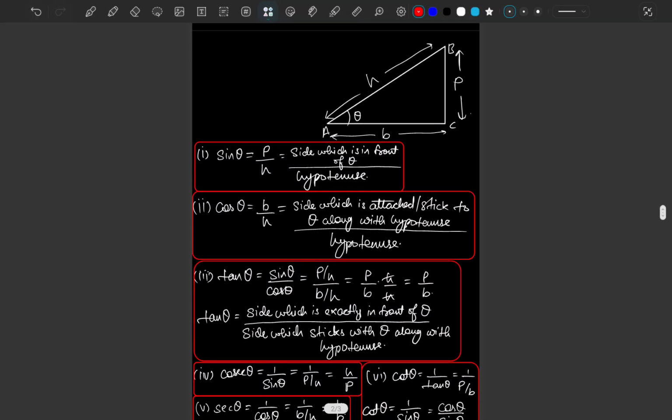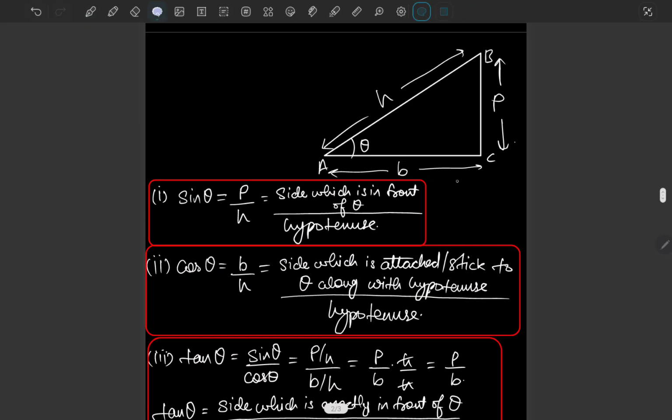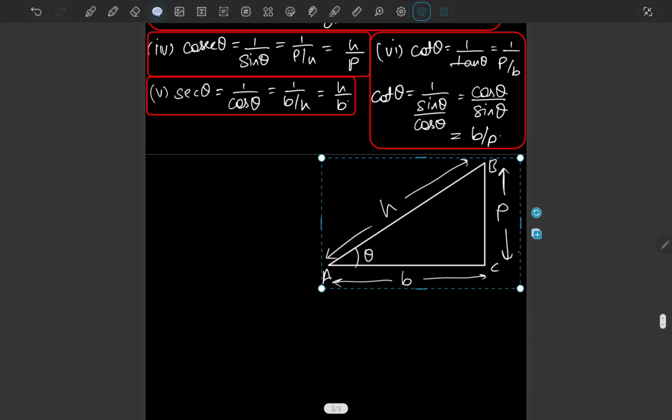Okay, now again let's talk about this angle. We have talked about this angle, now let's talk about this other angle as well. I'm not going to take a lot of time with that, so don't worry about that. Let me just copy it down, and again on this page paste.